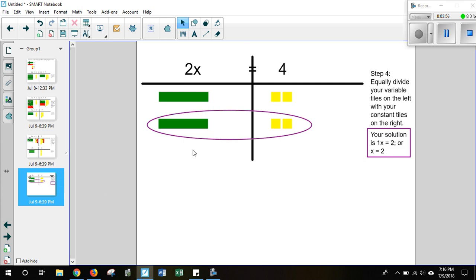Now, in order to complete the last step, I have to equally divide these variable term tiles, these rectangular tiles, with the tiles on the right-hand side, which happens to be 4 yellow. So I have 1x = 2, 1x = 2, therefore giving us a solution of x = 2.